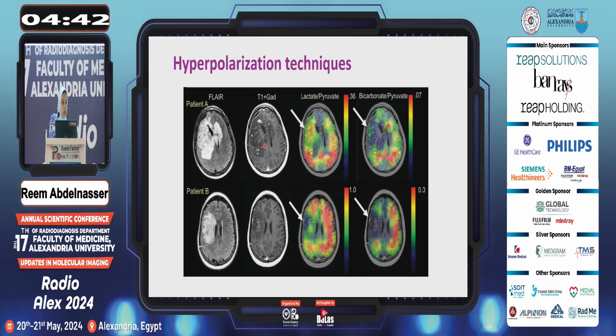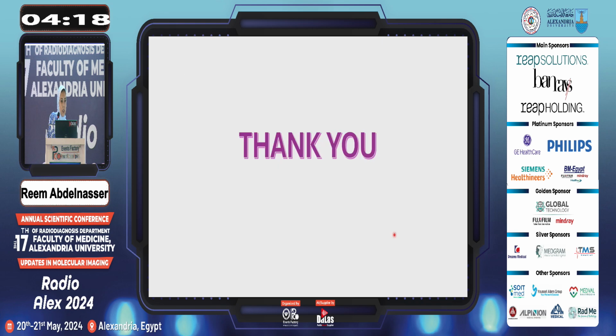First of all, the T1 post-gadolinium in the first patient shows marked heterogeneous enhancement. Here, it shows less enhancement. The lactate pyruvate map is markedly increased here compared with this stable disease. As we said, lactate commonly increases in cases of cancer, whereas the bicarbonate pyruvate didn't change in these two patients. Thank you so much.